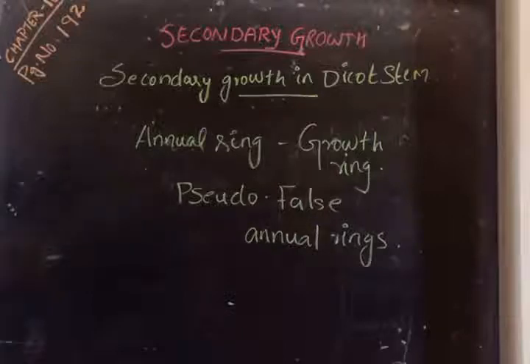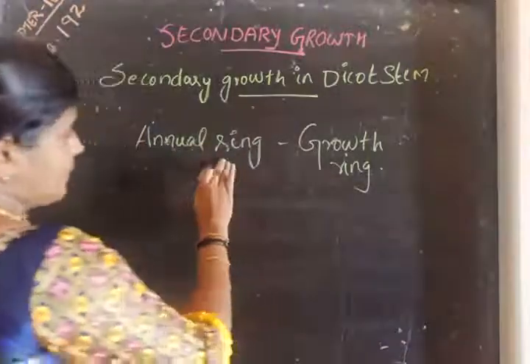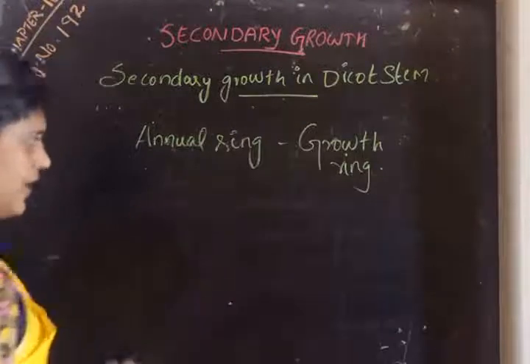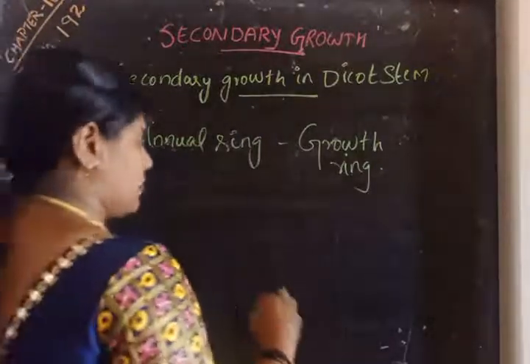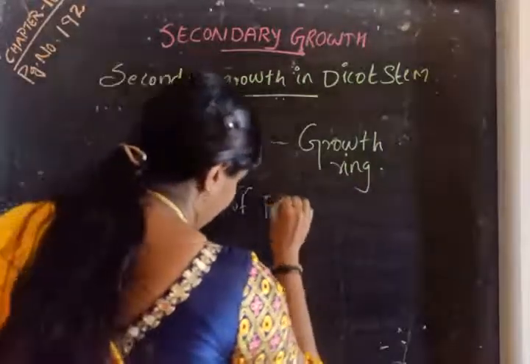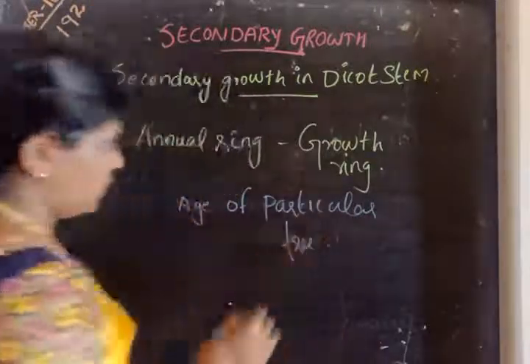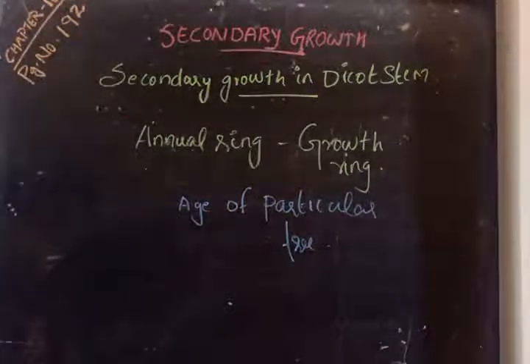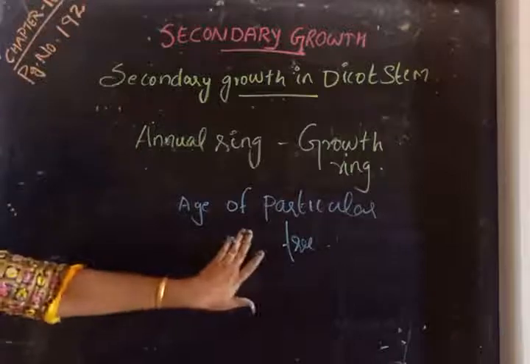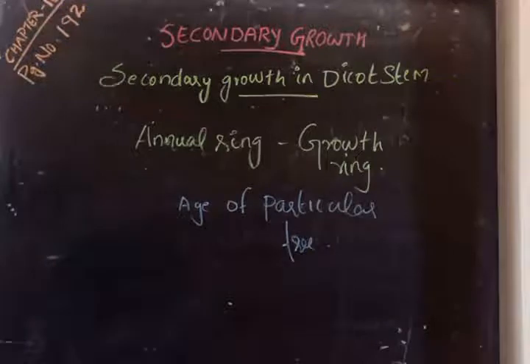Each annual ring corresponds to one year of growth, and on the basis of these rings, we can calculate the age of a particular plant or tree. So, by counting the annual rings, we can estimate the age of that particular tree. The determination of the age of a particular tree by counting the annual rings is called dendrochronology.